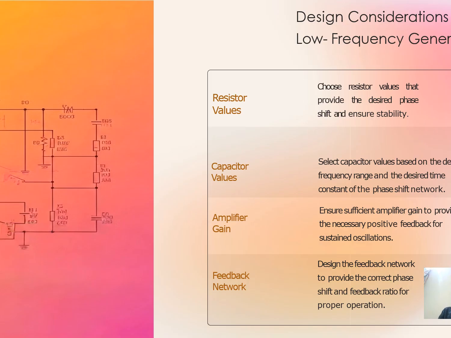Design considerations for low frequency generation. Resistor value: choose the resistor value to provide the desired phase shift and ensure stability. Capacitor value: select the capacitor value based on the desired frequency range and the design time constant of the phase shifting network. Amplifier gain: ensure sufficient amplifier gain to provide the necessary positive feedback for sustained oscillation.